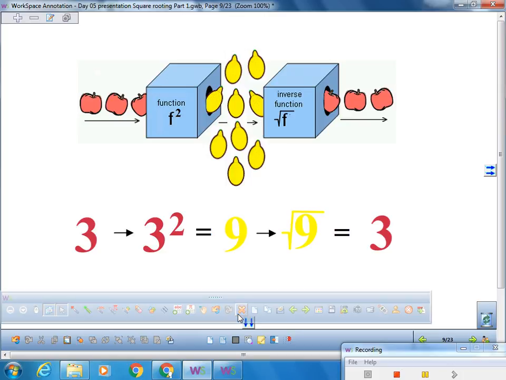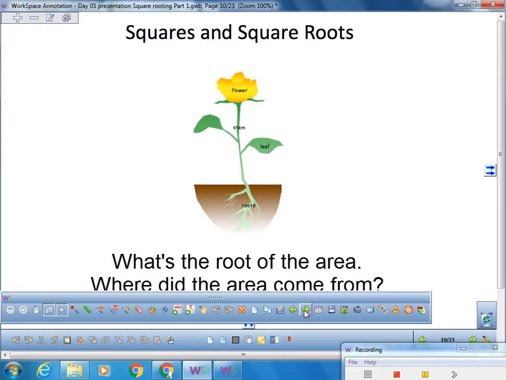Okay? Squares and square roots go together. One of them makes things larger by itself. It squares it, makes it bigger. And one of them simplifies it. But they're inverses of each other. They work hand in hand together. All right, squares and square roots.